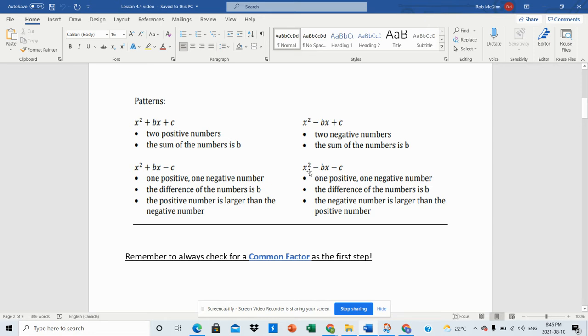In this last one, we have x squared minus bx minus c. So b and c are both negative. Since c is negative, we know one number is positive and one number is negative. And since b is negative, that means our larger number is negative and our smaller number is positive. When we add them together, we are still negative. And remember, always check for a common factor before you start to factor a trinomial. If there's something common that we can pull out of all three terms, we do that first.